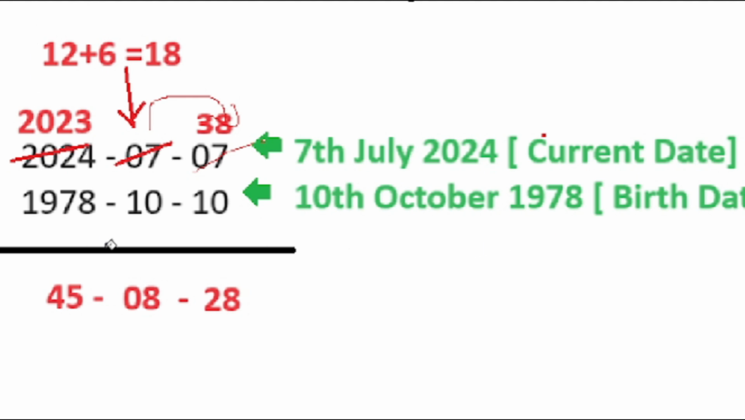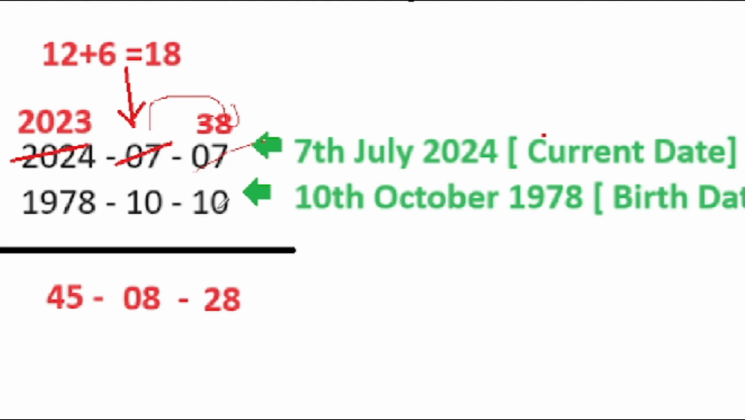For example, today's date, as the video is being recorded, is 7th July 2024, and somebody's birth date is 10th October 1978. I just wanted to calculate the age, so let's see how the calculation goes. So this is CD, CM, CY, BD, BM, BY: current day, current month, current year, birth day, birth month, birth year.